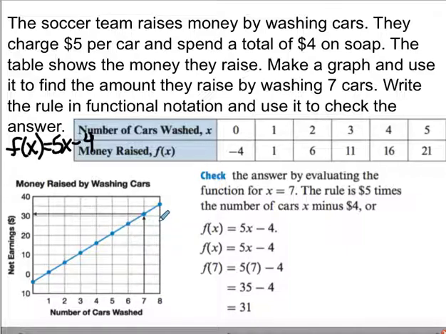Okay, so if we want 7 cars, that means that we are going to go to x equals 7, go up to right there, and see that it's going to be about $31 for 7 cars. We're going to earn $31.